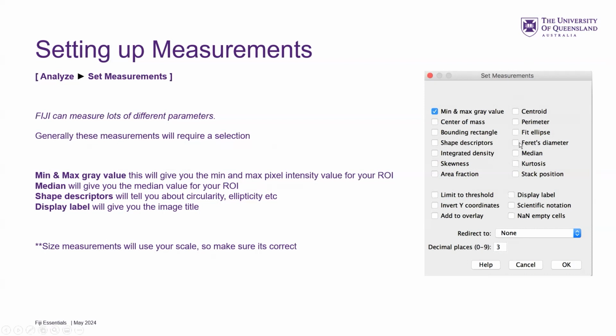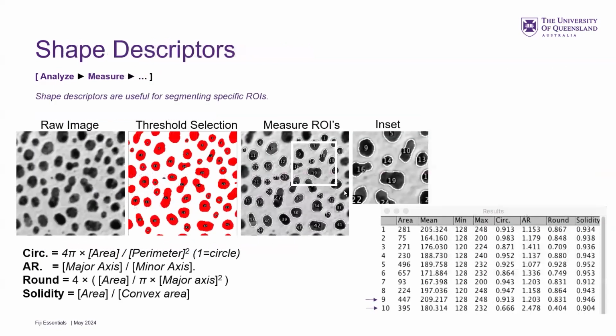Feret diameter, that's the longest possible straight line within the object. So that can be quite useful. You can also turn on the display label at the bottom, so that then tells you in your results table that this is from this window and this channel and this Z slice and all that. So that's quite useful to turn on.